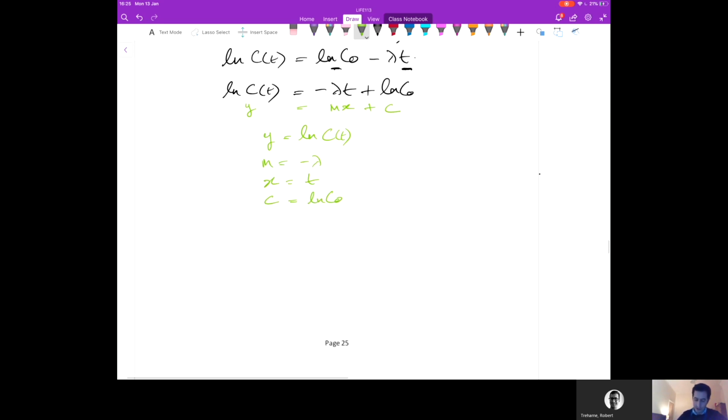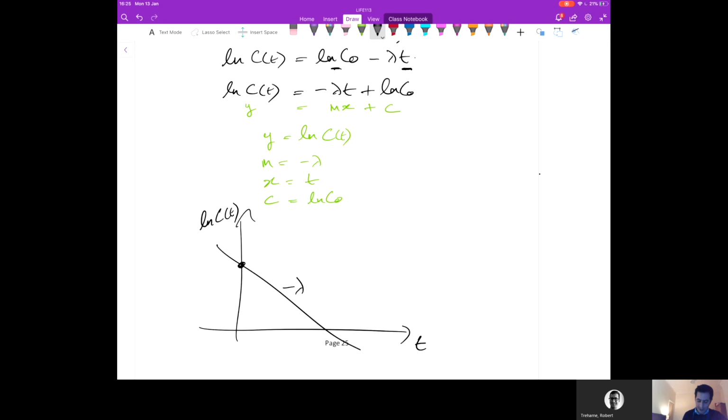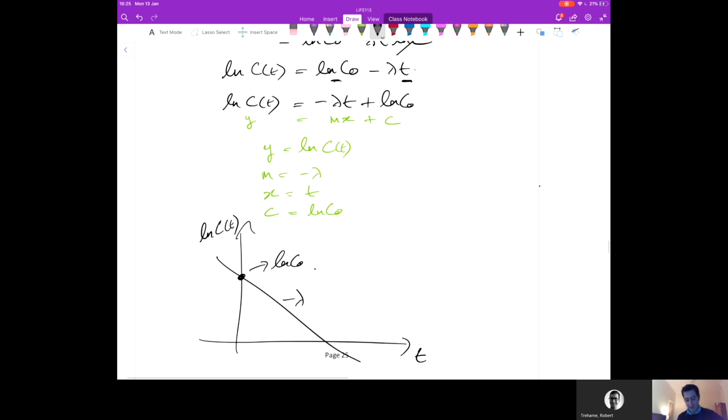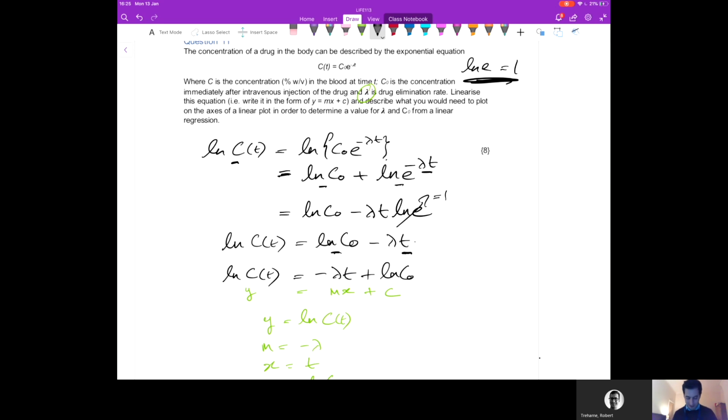So if you were trying to describe what you need to plot on a straight line graph, I'm going to plot my y as ln C(t), and I'm going to plot t along here. Remember, it's a decay, so I've got a negative gradient, and the point where it hits the axis is ln C naught. And if you can fully describe that, in fact, if you can do everything I've just done, even draw the graph, I'm going to give you 8 marks.